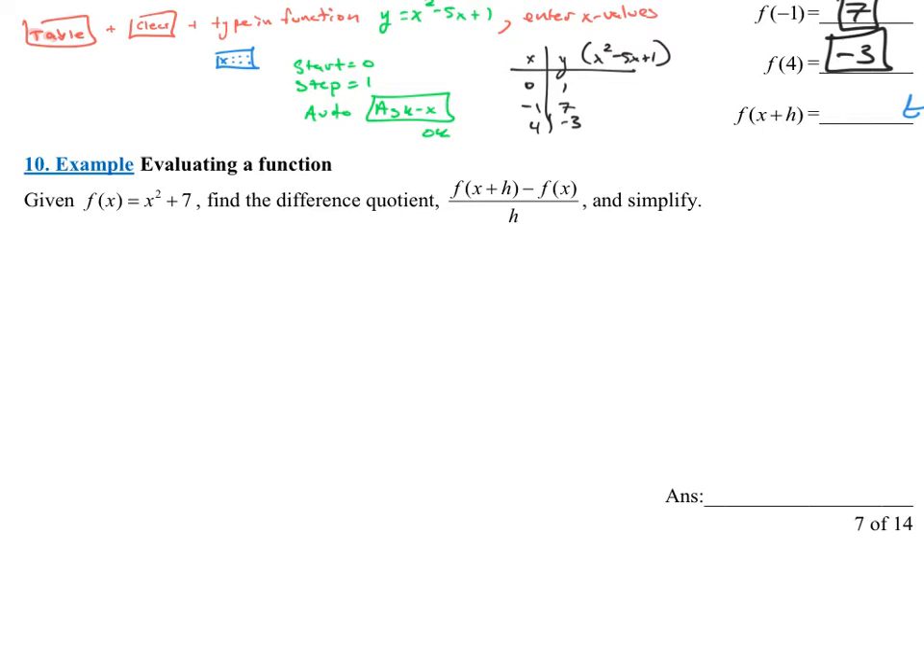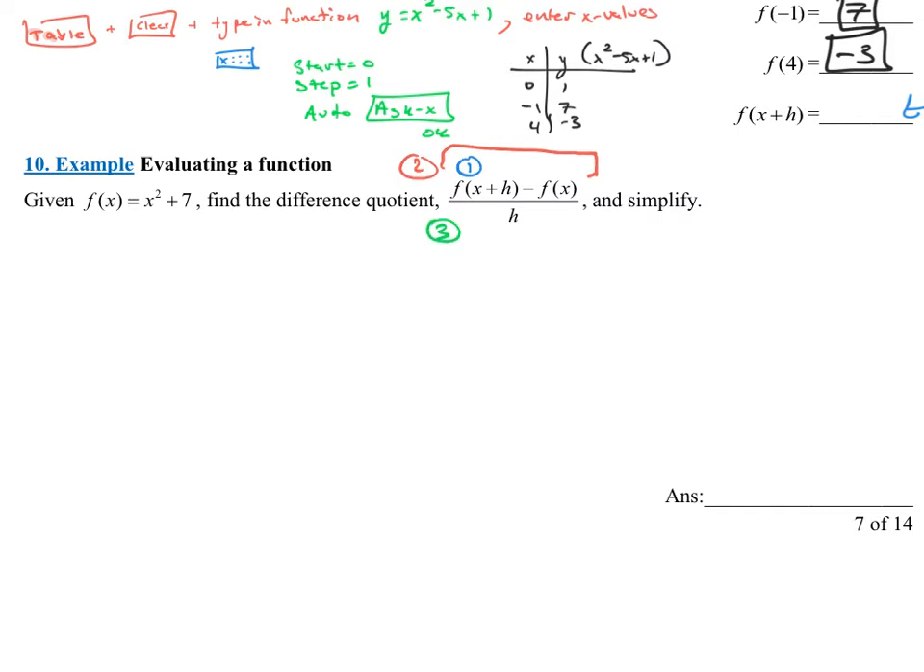So what is the difference quotient? The difference quotient is f of x plus h minus f of x all over h. There's a couple different ways that I can do this. I could do this in 3 steps. The first step would be finding f of x plus h. The second step would be finding f of x plus h minus f of x and simplifying. And then the third step would be dividing it by h.